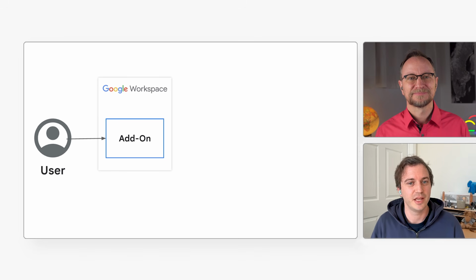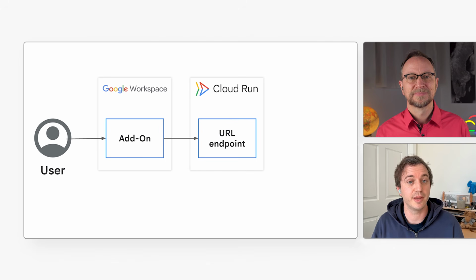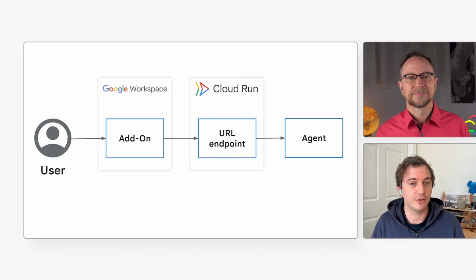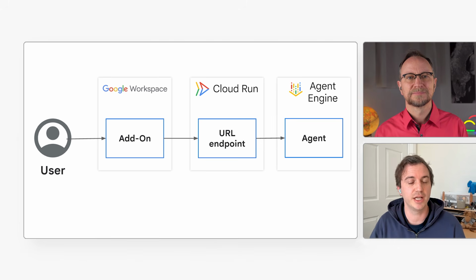First, here is the architecture. The user interacts with the add-on in Gmail or chat, like we saw before. Google then calls the HTTP endpoint as specified for the add-on, which is exposed by a Cloud Run service that I deploy. And my Cloud Run service then calls the agent itself, which is an ADK app running in Vertex AI agent engine. And what does the code for the Cloud Run service look like?